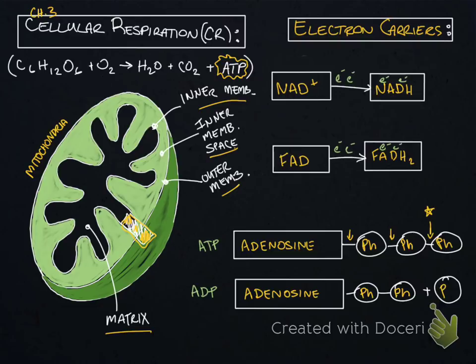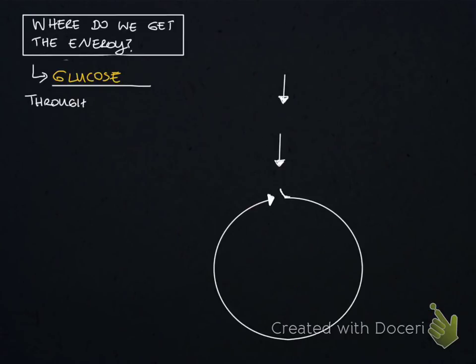This last phosphate that we need to get attached to this ADP is actually held, or bonded, to a water molecule. It's tightly held to a water molecule. And the strong bond between the water molecule, once we break that, will release a lot of energy. So how do we get the energy to break this bond so that we can form ATP? Well, we get it from glucose through cellular respiration.